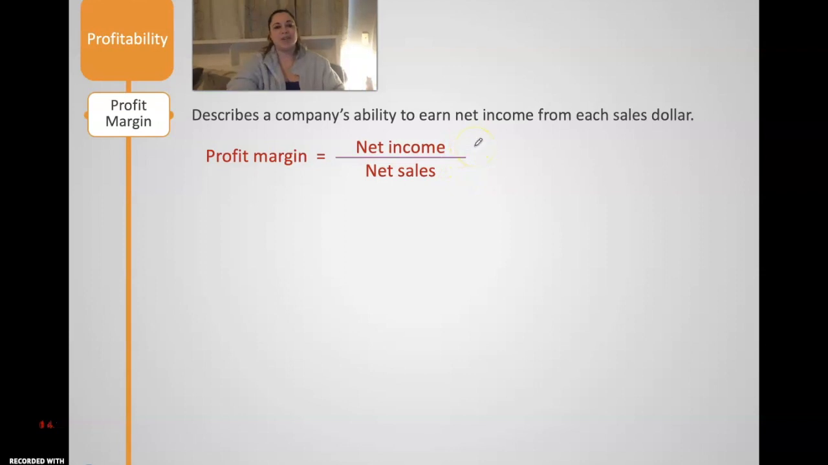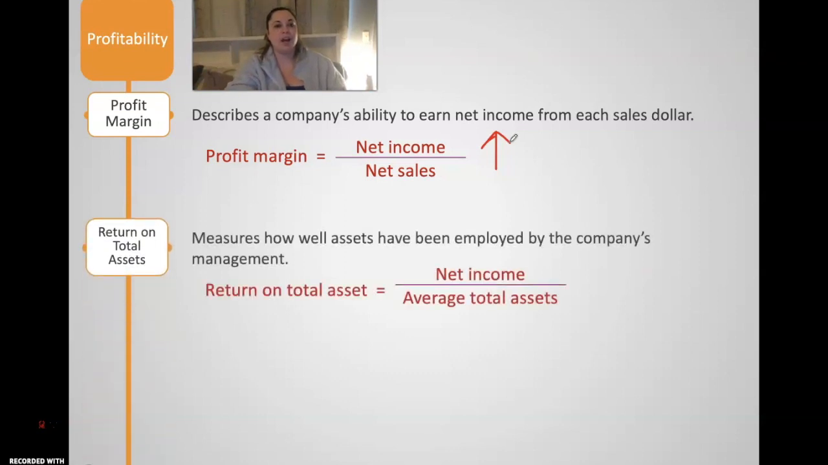So basically, out of all the sales I made, what percentage of that will go to my net income? Like, what do I get to keep after I pay all my expenses? So we definitely want a higher number here for profit margin. The higher, the better. Ideally, we want to make sales and keep all of it, but we can't do that. We do have to pay salaries, maybe office space. So a lot of our money does need to go somewhere, but we want to keep as much of that as we can.